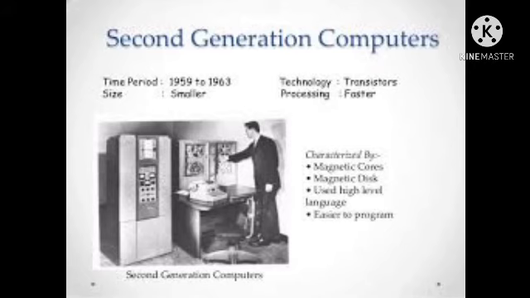Second generation. In second generation computers, transistors were used in place of vacuum tubes. They required less power and produced less heat compared with vacuum tubes. They were cheaper, smaller in size, and faster as compared with the first generation. Programming was done in assembly language. In the first generation, machine language was used. In the second generation, we use assembly language, which is better than machine language. So the second generation is better than the first generation.